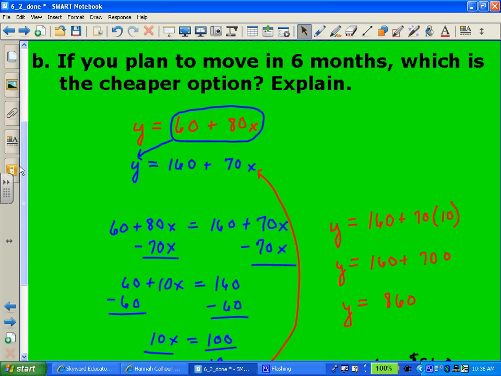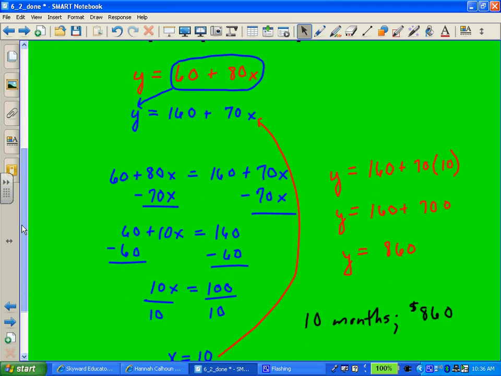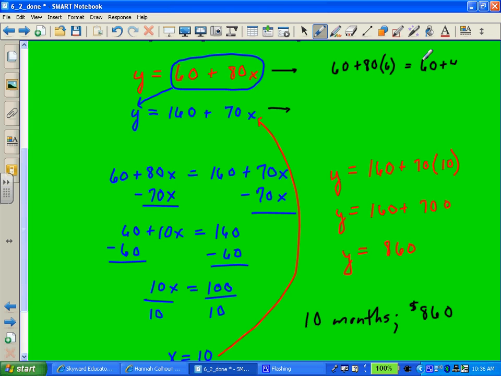Now notice here, it asks in part B, if you're going to move in 6 months, which would be the cheaper option? Now all we have to do there is take our original equations and plug in 6 months. And that will tell us which the cheaper option is. So this would be 60 plus 80 times 6, which is 60 plus 480, which would equal $540. So the first cable company for 6 months cost $540.